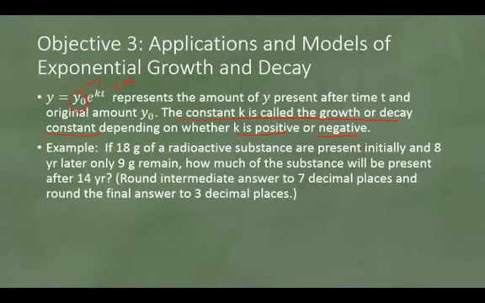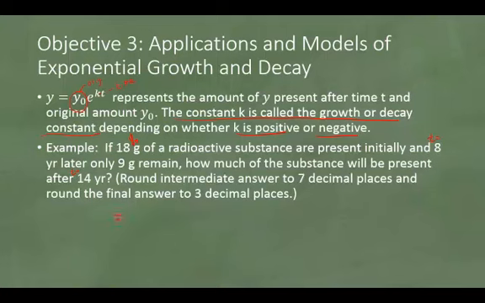For example, if you have 18 grams of a radioactive substance that are present initially, in other words, y sub 0, and 8 years later only 9 grams remain, so at t is equal to 8, only 9 grams remain, how much of the substance will be present after 14 years? How much will be present when t is equal to 14? So we have two different t's here. We have to be careful. We have to do this twice.